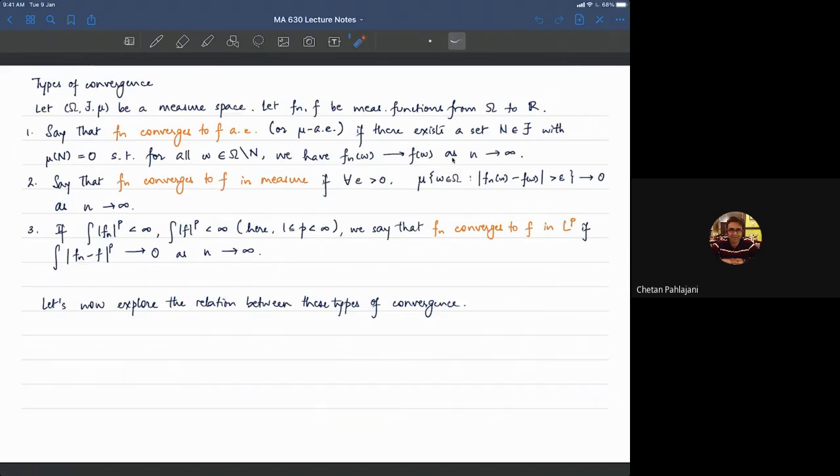Finally, we said suppose fn and f have the property that if I take their absolute value to the pth power and integrate, I get something finite.